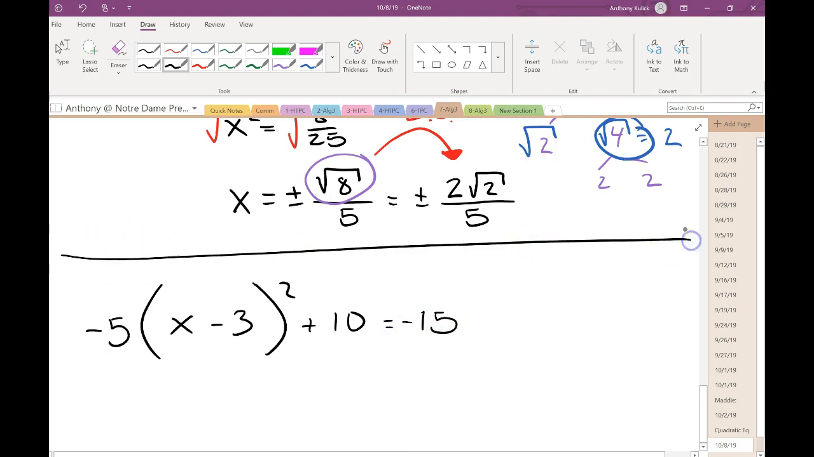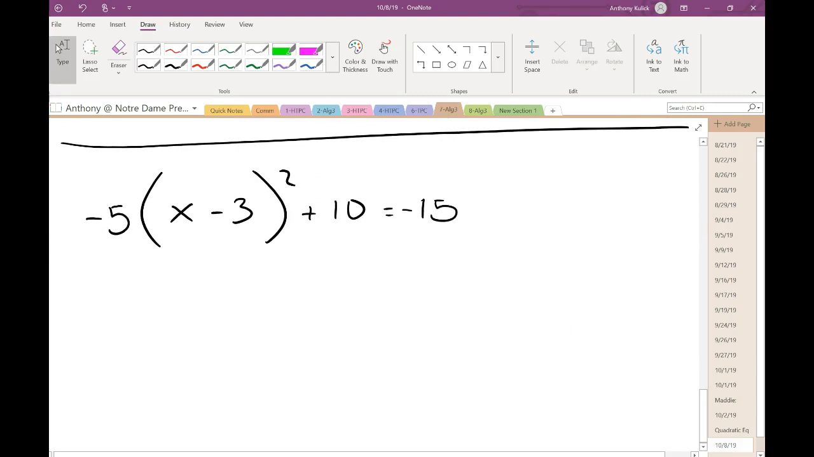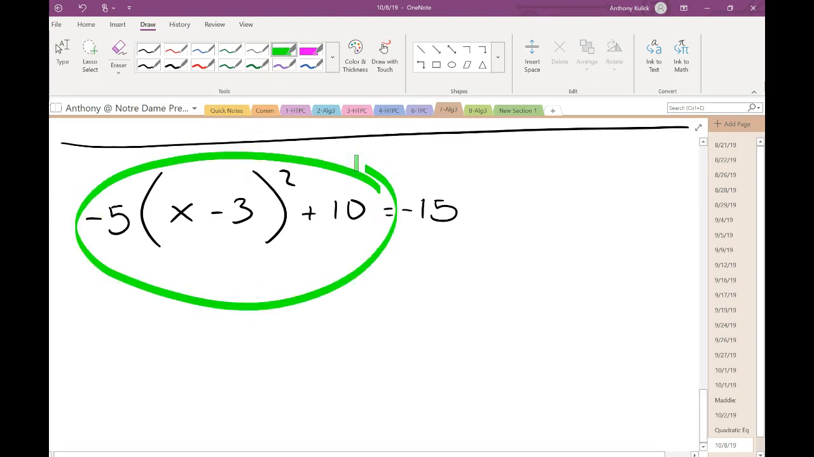What if I have a problem like this? Can I solve directly with this kind of problem? Sure I can. If I look at this side, how many kinds of x's do we see? I see just one kind of x, right? I don't see both x's and x squareds. I just see one kind of x. Do you guys agree with that?